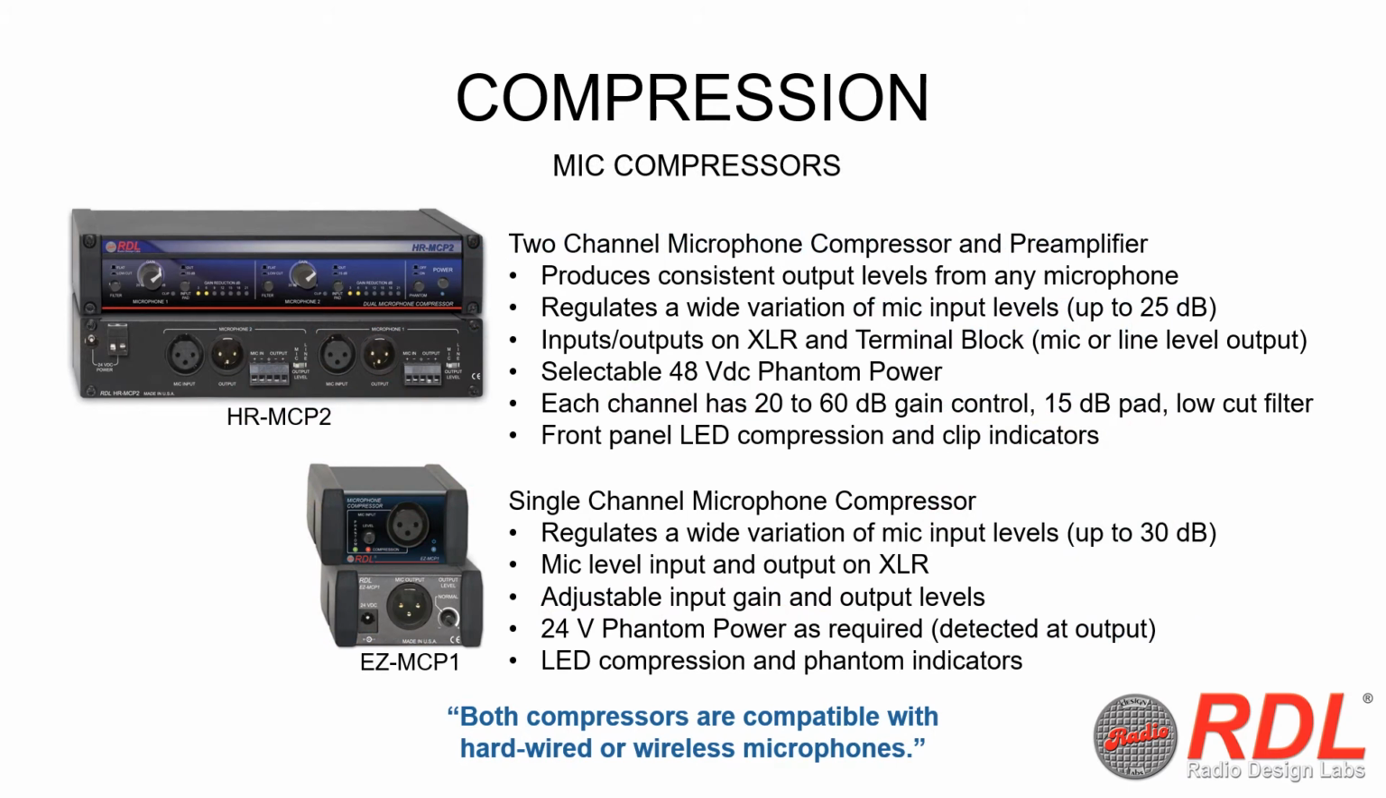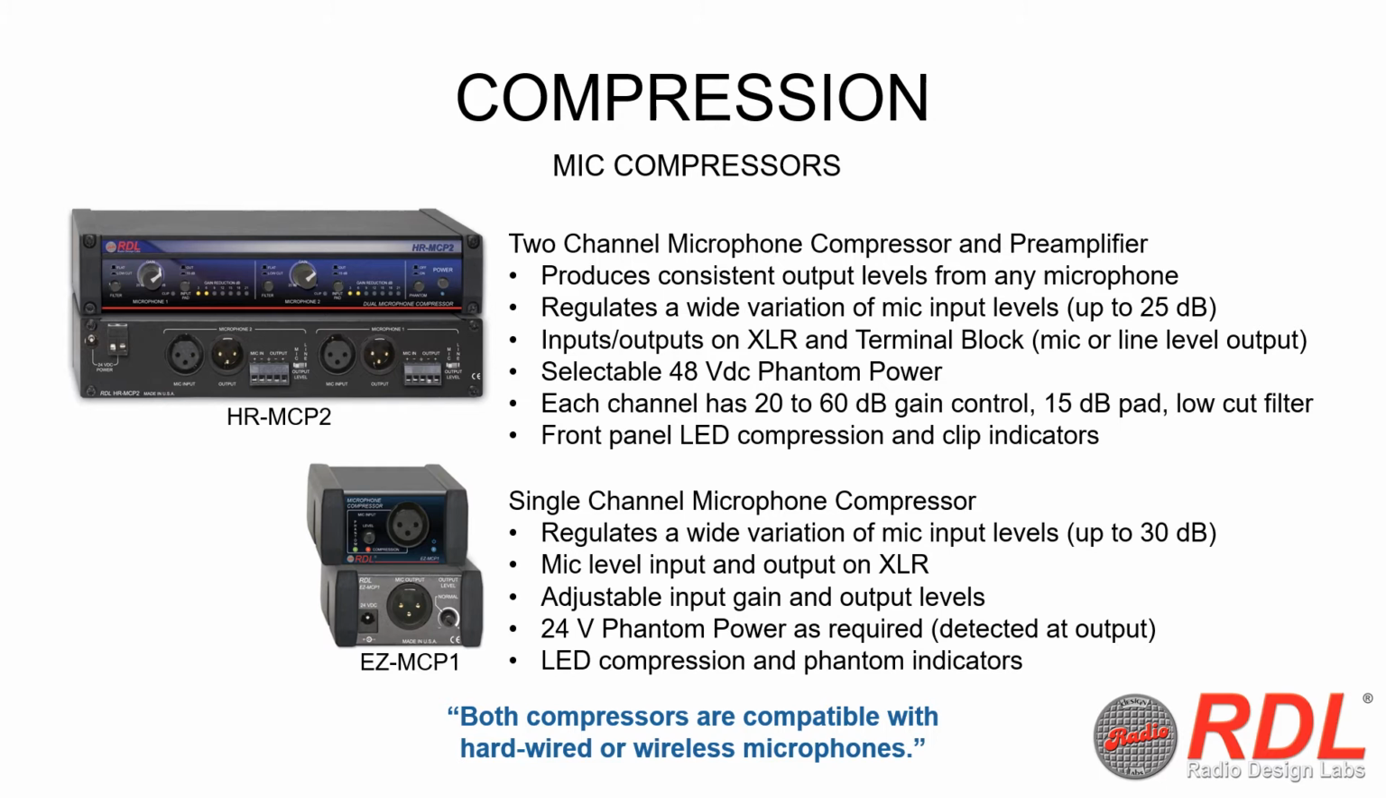Here are RDL's two mic compressors. The HR-MCP2 is a two-channel microphone compressor and preamplifier. Each channel will independently produce consistent output levels from any microphone. It will regulate a wide variation of microphone input levels up to 25 dB. It has XLR and terminal block inputs and outputs, where the outputs can be set to mic or line level.